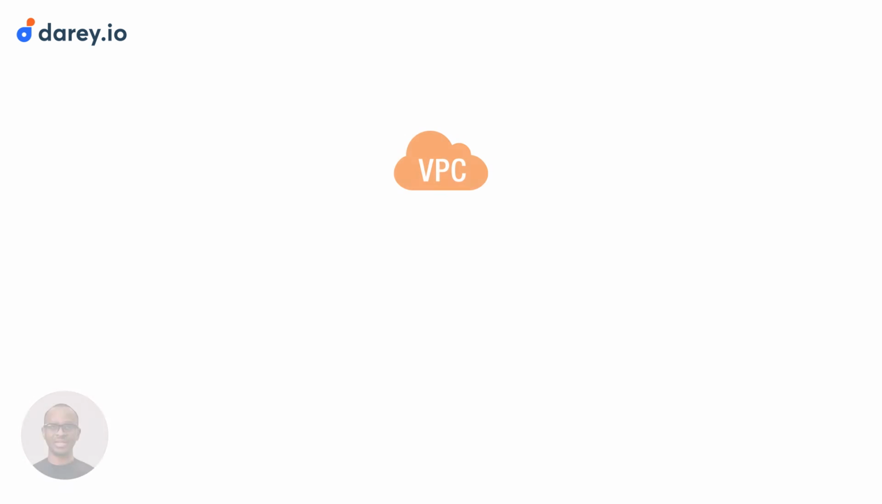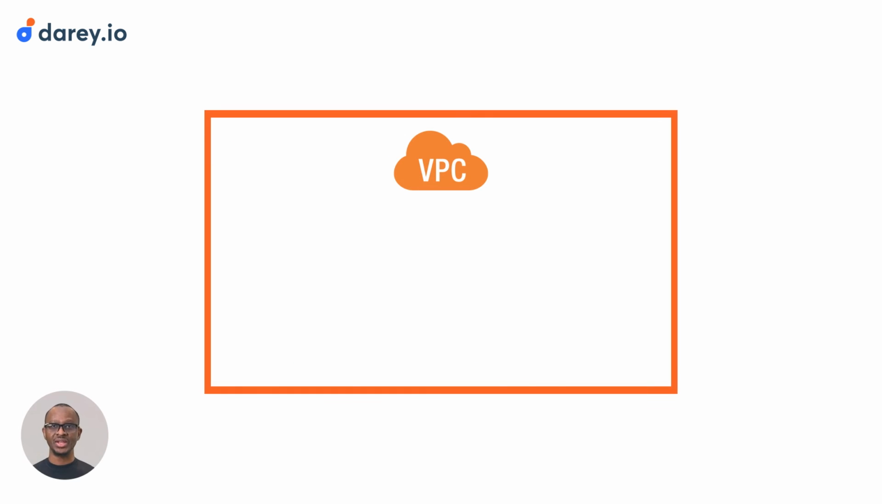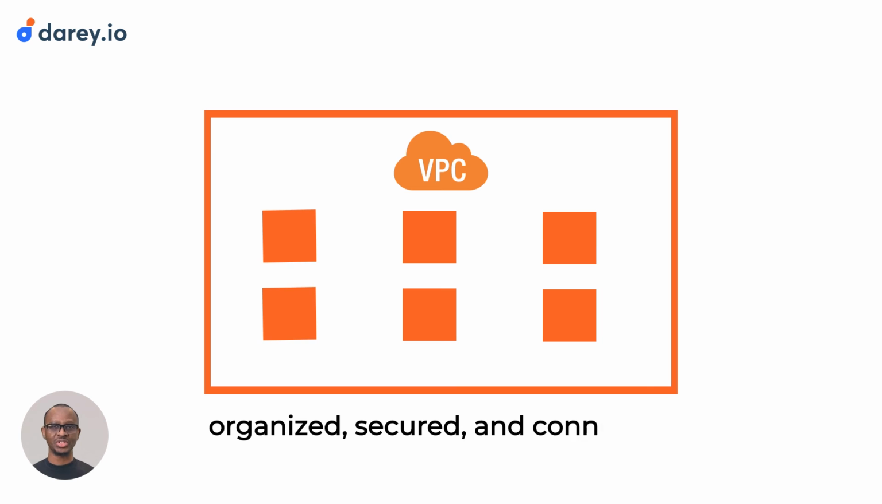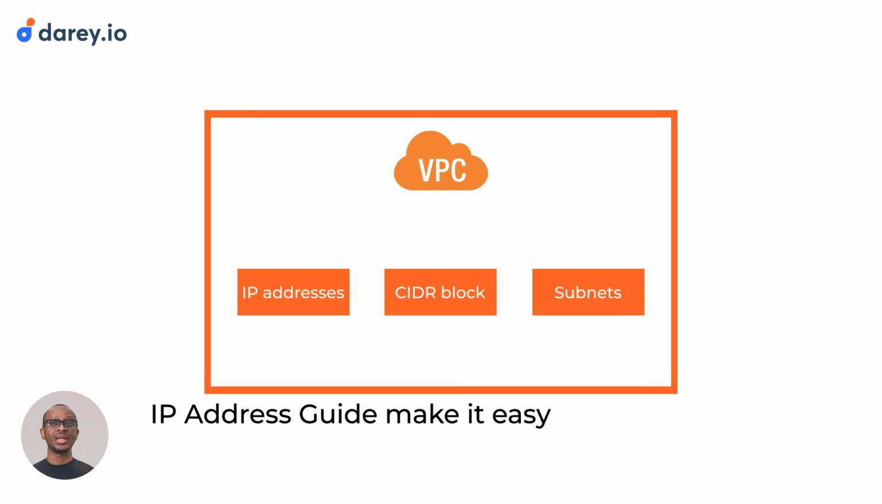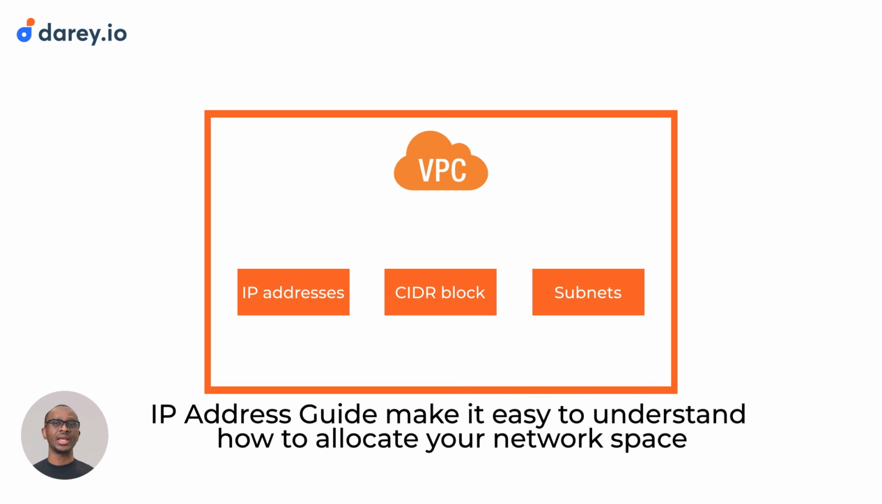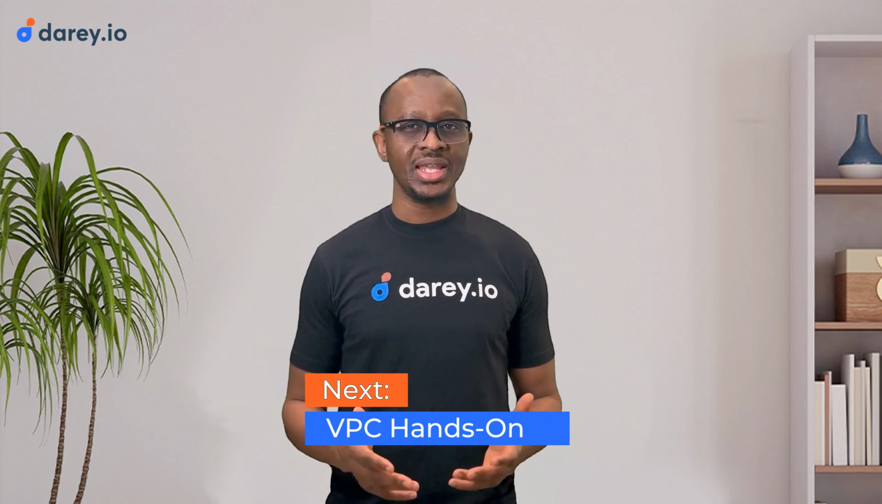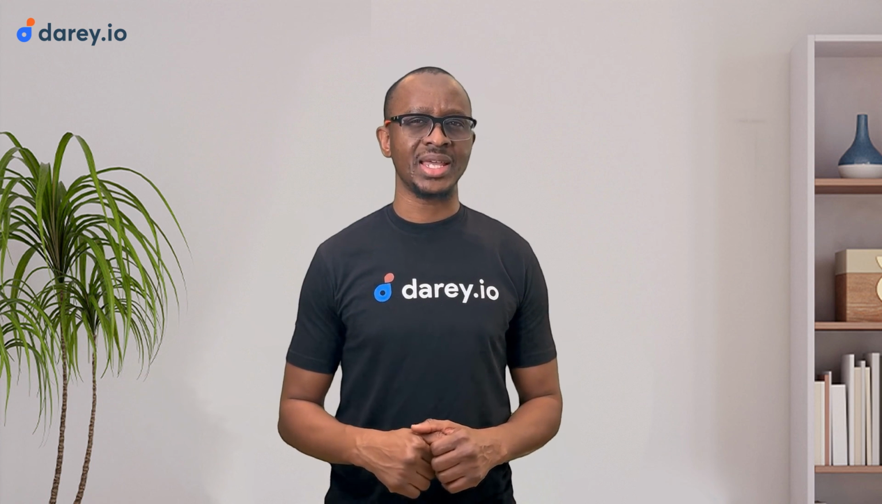To wrap up, a VPC is your private network in AWS, giving you full control over how your resources are organized, secured, and connected. IP addresses, CIDR blocks, and subnets are the building blocks of your VPC, and tools like IP Address Guide make it easy to understand how to allocate your network space. In the next lesson, we'll show you how to create a VPC and explore some of its features hands-on. Until then, take a moment to explore the CIDR demo tool and get comfortable with the concepts we've covered.